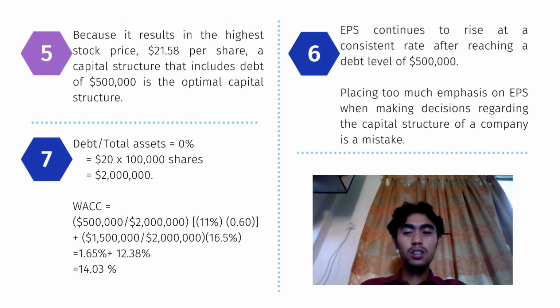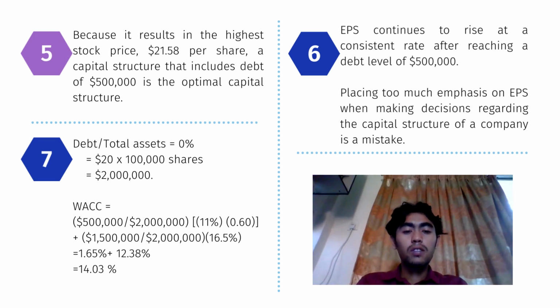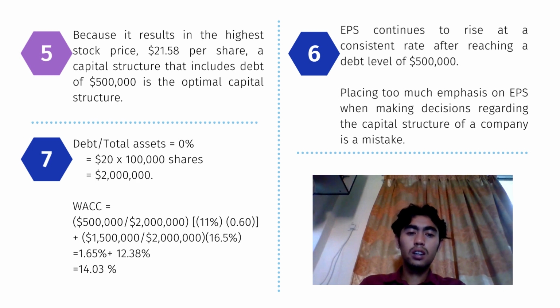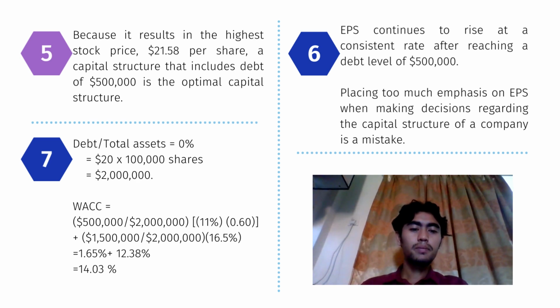So for question D5, considering that the capital structure that includes debt of 500,000 results in the highest stock price of $21.58 per share, it is the optimal capital structure for CDSS.